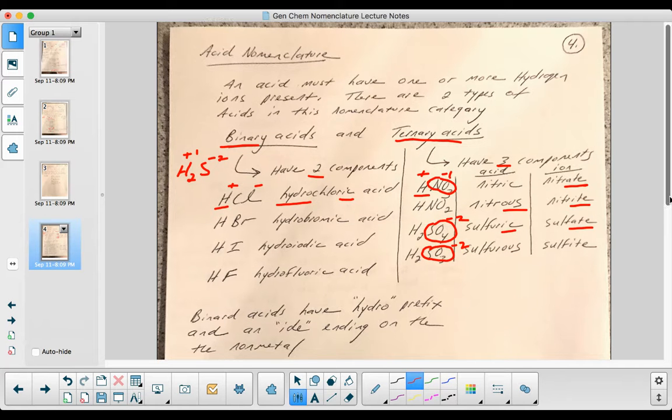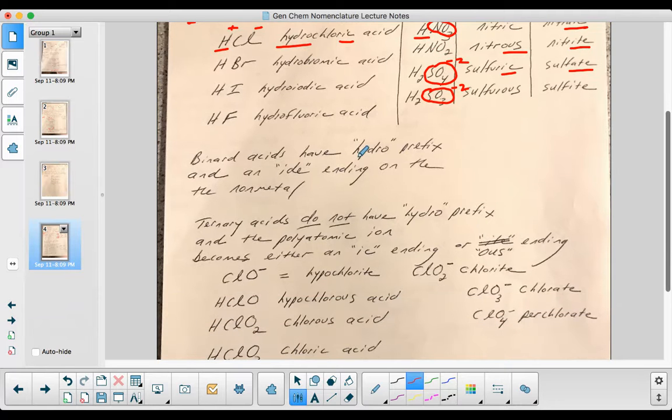And so the thing to remember here is that your binary acids have the hydro prefix and an IDE ending on the non-metal. So what I mean by that might be a little confusing. If my non-metal is the chloride, then I know when it's forming HCl, that's going to be hydrochloric acid. So any of the IDE ending anions are going to form the ic acid.